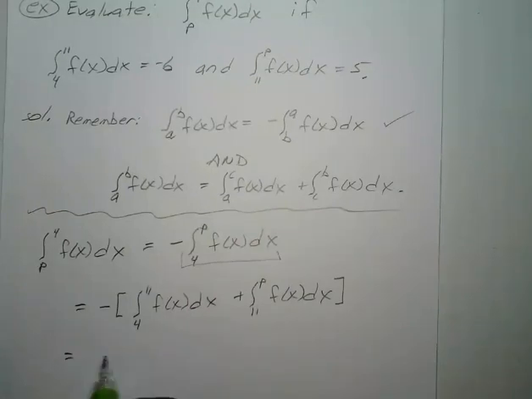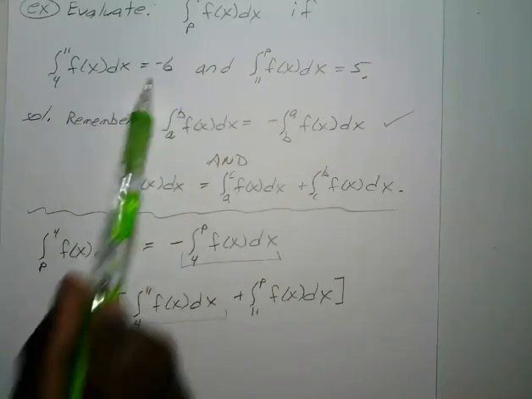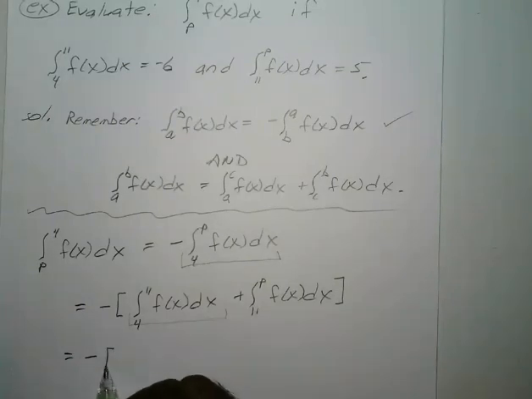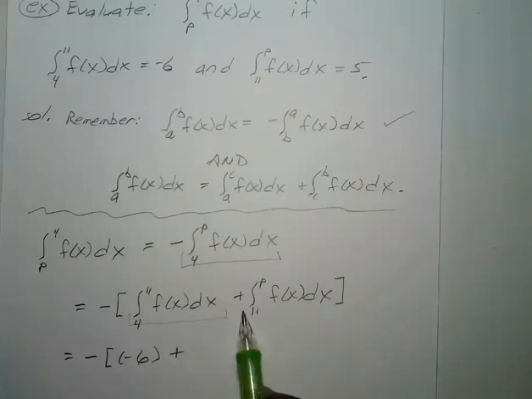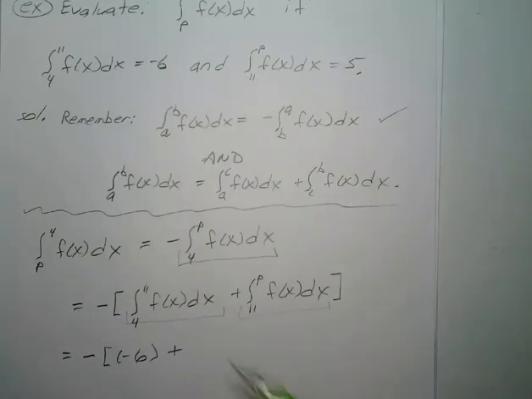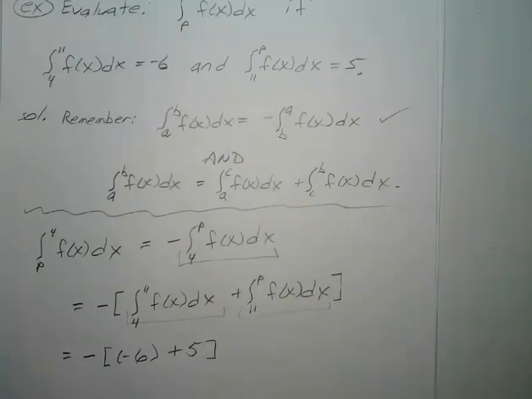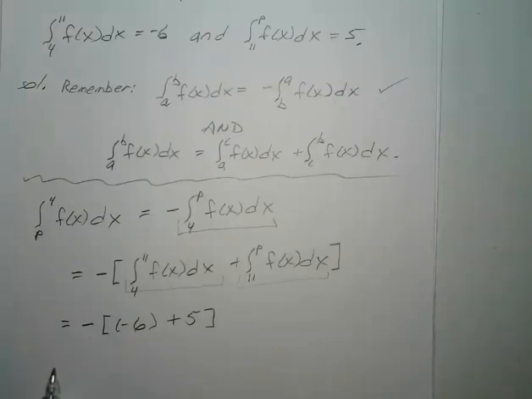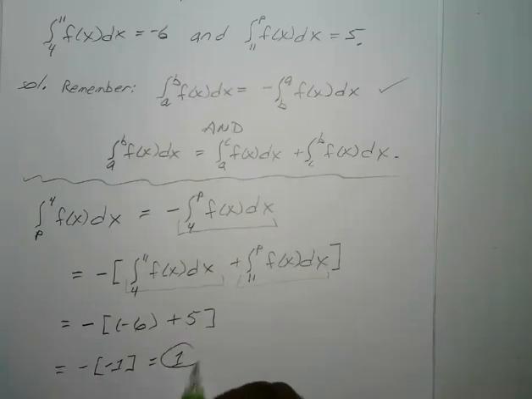Okay, so that's going to equal the negative. We know the integral from 4 to 11, that's equal to negative 6. Okay, so you have negative 6 plus, and we know our integral from 11 to p, that's equal to 5. Okay, so that's going to equal negative 6 plus 5, which is negative 1. Negative times negative 1 is just 1.